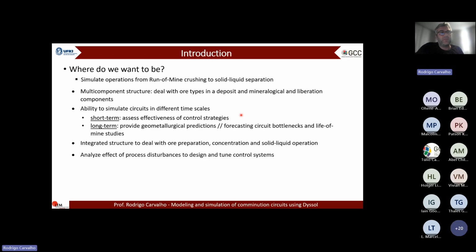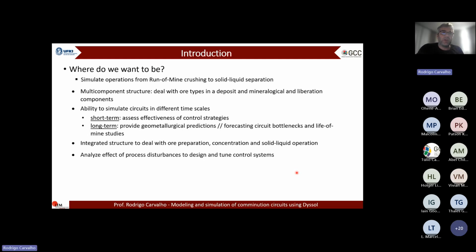And also we need to be able to simulate the long-term process, so we can provide metallurgical predictions, predict circuit bottlenecks and do life of mine studies. And also in the long-term predictions, of course, predict some effects like liner wear, grinding media wear, and cyclone wear. So it's not a short-term prediction, but a long-term one, when we simulate months of operation. And we need to have an integrated structure to deal with preparation, concentration, solid liquid separation. Within the same simulator structure, we need to be able to deal with all those types of process.